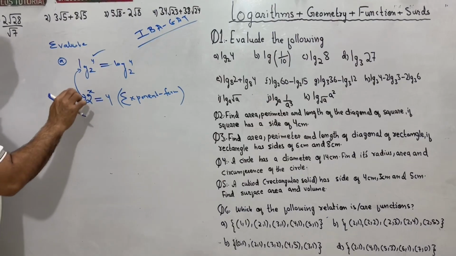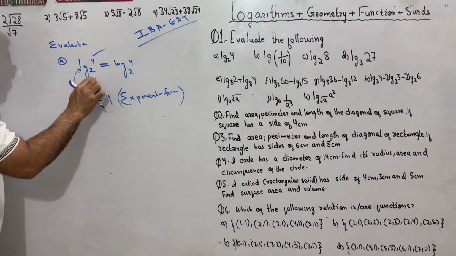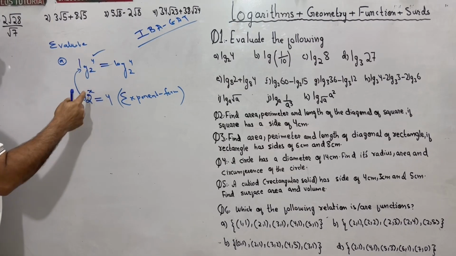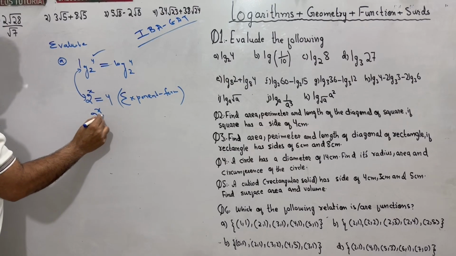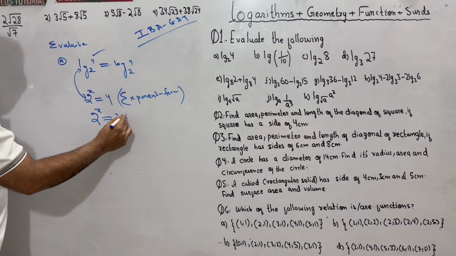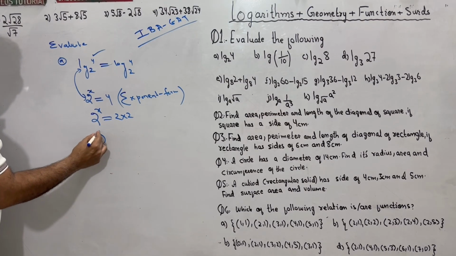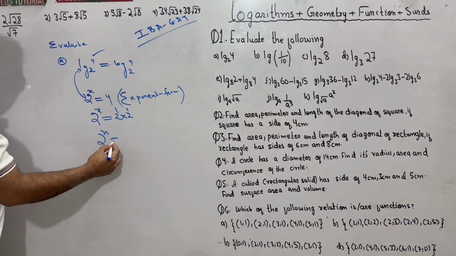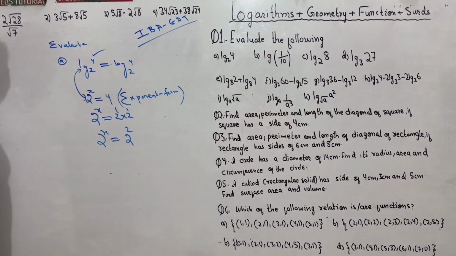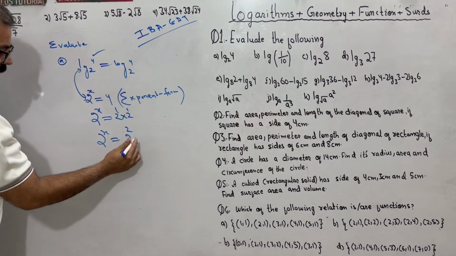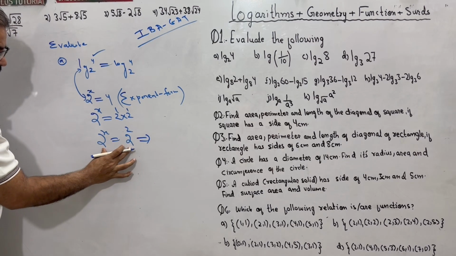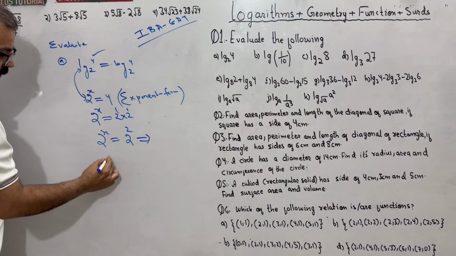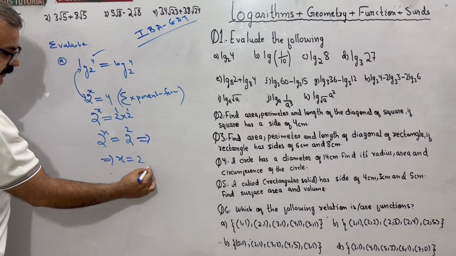Now we have to solve. What must be the power of 2 to get 4? Suppose 2 raised to x is equal to 4. 4 can be written as 2 times 2, which is 2 raised to 2. So 2 raised to x equals 2 raised to 2. Bases are equal, therefore powers are equal. By virtue of equality, x is equal to 2.